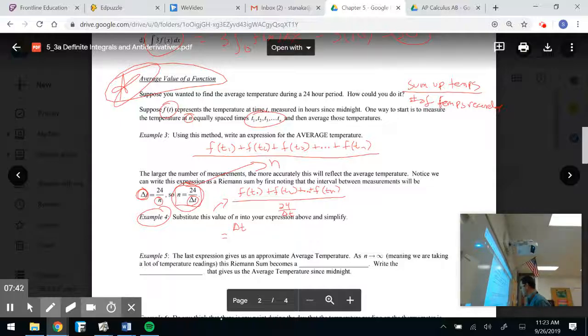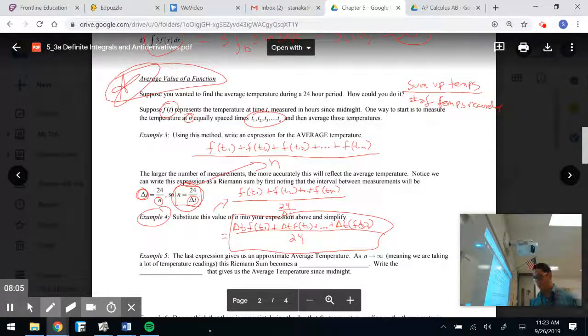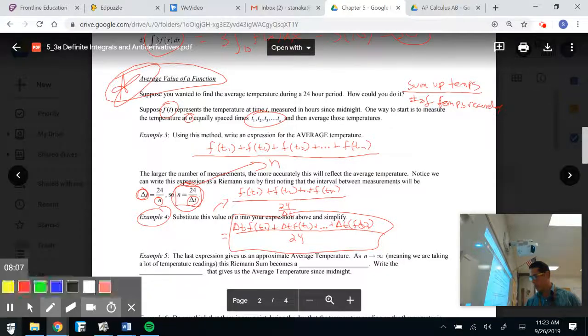And I'm going to get delta t times all of those guys, right? I'm going to distribute it. Delta t times f of t2 plus ... plus delta t times f of tn, right, class? All over 24. Okay? And that'd be a great way to find the average temperature. How about it? Let's keep going.